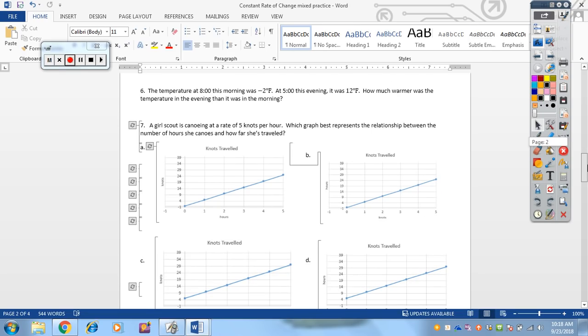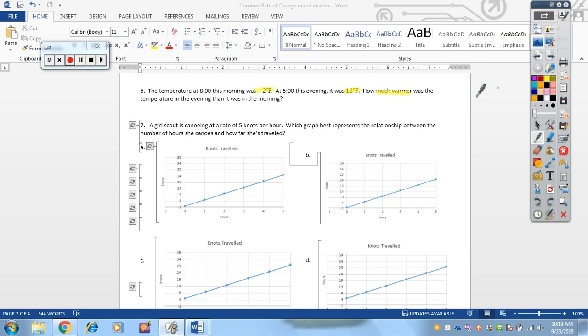Oh, I love a good temperature problem. Yay. The temperature at 8 o'clock this morning was negative 2 degrees Fahrenheit. At 5 o'clock this evening, it was 12 degrees Fahrenheit. How much warmer was the temperature in the evening than it was in the morning? Negative 2, positive 12. The question is how much warmer?